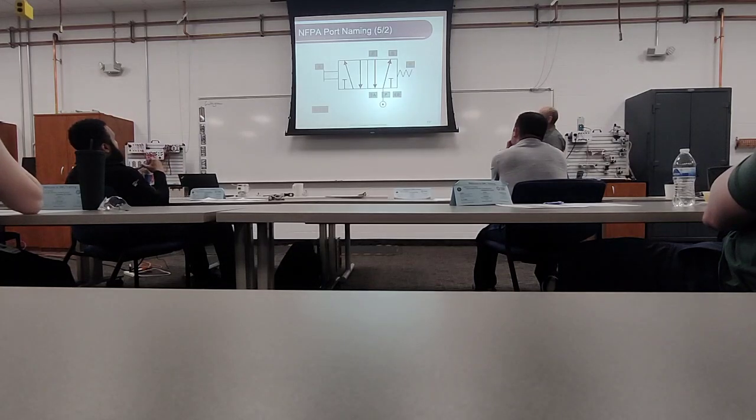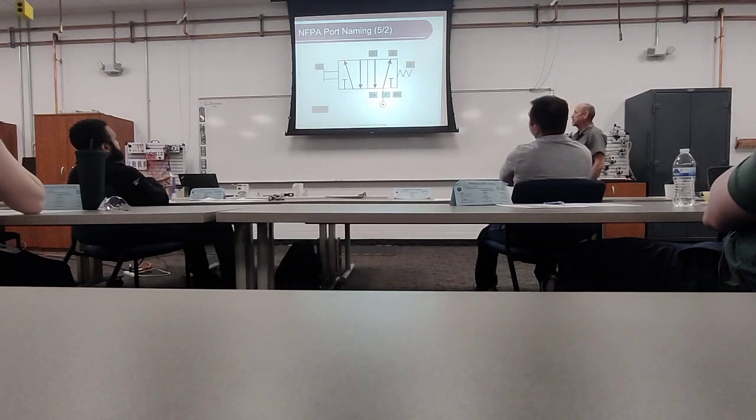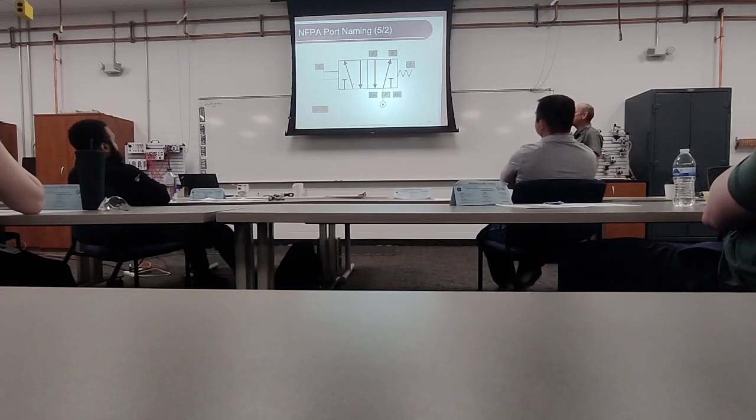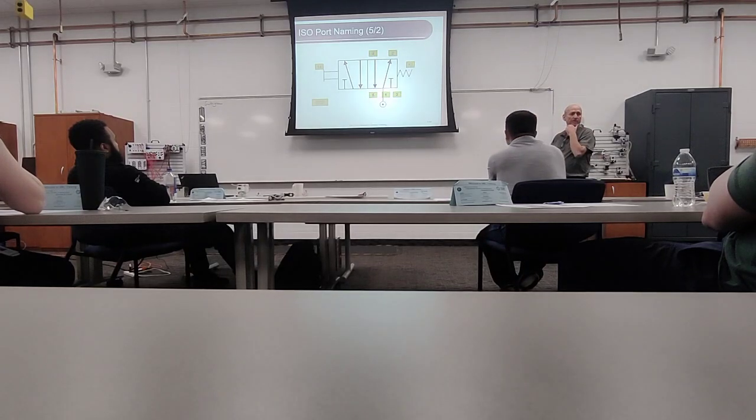All right, naming conventions, NFPA. This is mostly what I've been doing during the week. PVA, exhausted B, exhausted A, the A shift side and the B shift side. The ISO is 1, 2, 4, 3, and 5. The 12 side, the 14 side. We tend to put both this and NFPA on most of our valves.